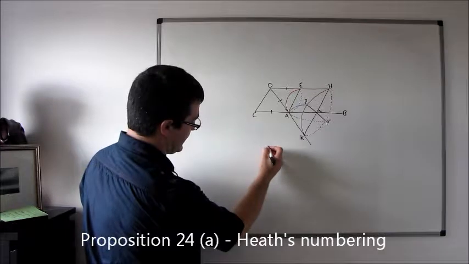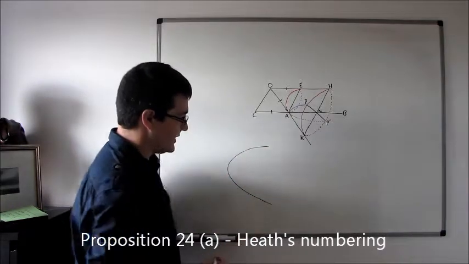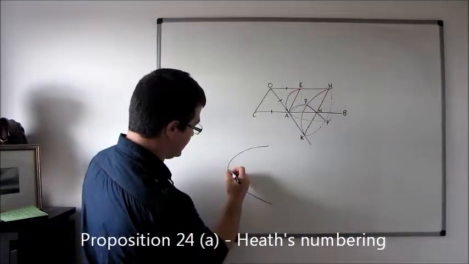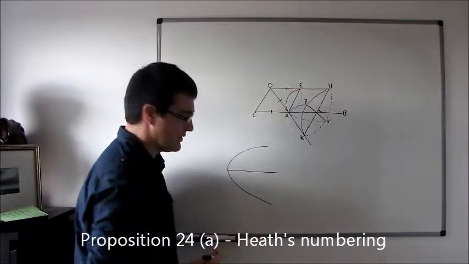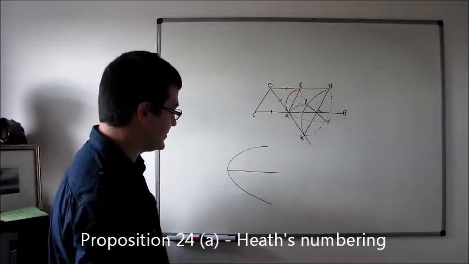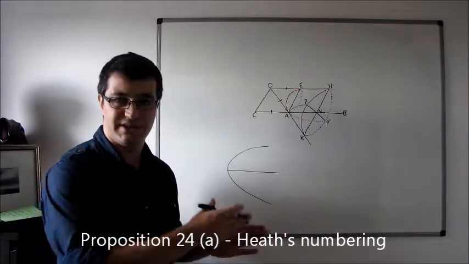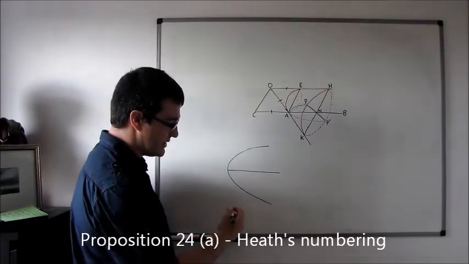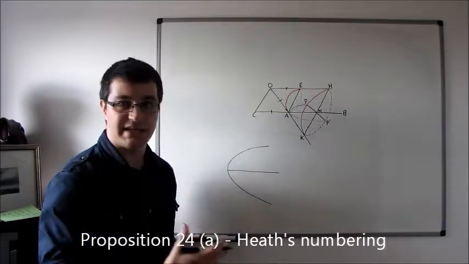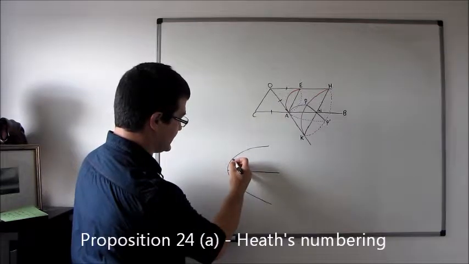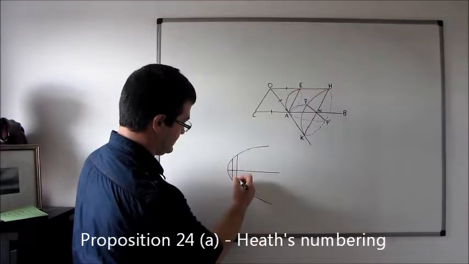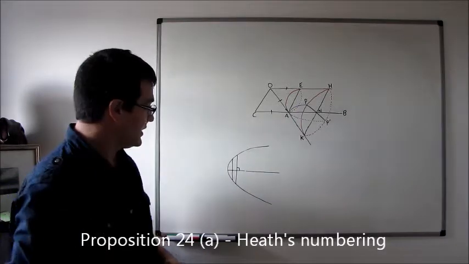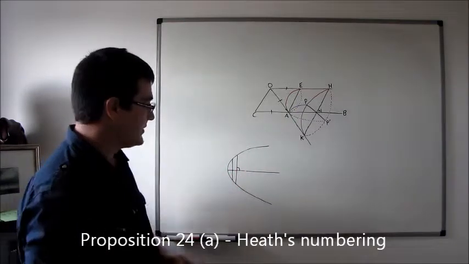if this is a parabola, and I draw the axis of the parabola in here, so the axis is going to go through the vertex of the parabola, then the series of chords that the axis bisects are going to be a series of chords that are perpendicular to that axis. So something like that. So that's the first case that we're going to look at.